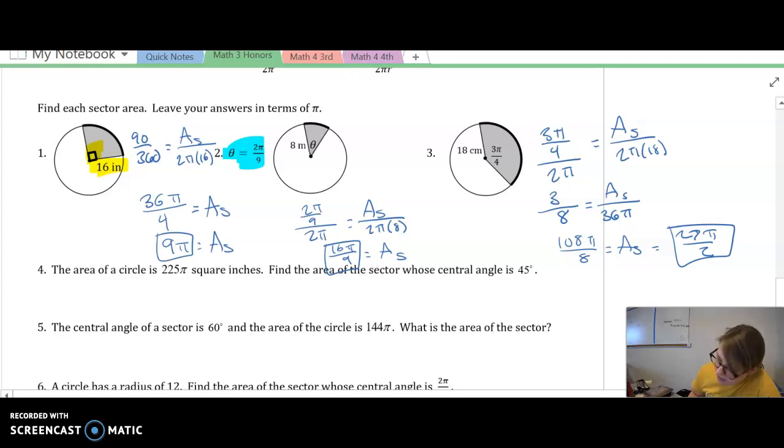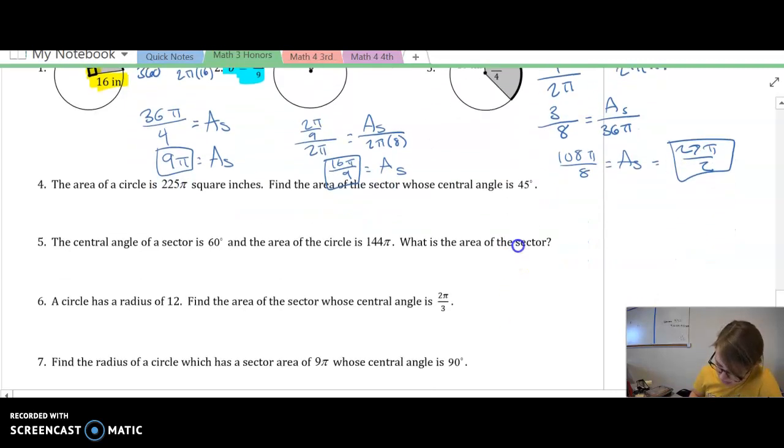So you're going to set it up as 3 pi over 4 over 2 pi with our area sector over 2 pi times 18. Then if you reduce this, you get 3 over 8, and then the area sector over 36 pi. You solve for your area sector and you reduce to 27 pi over 2.